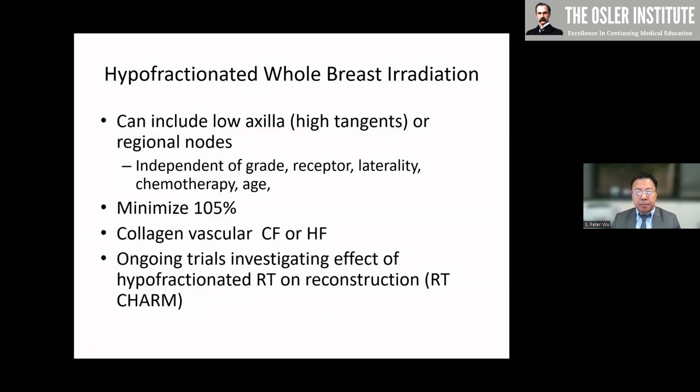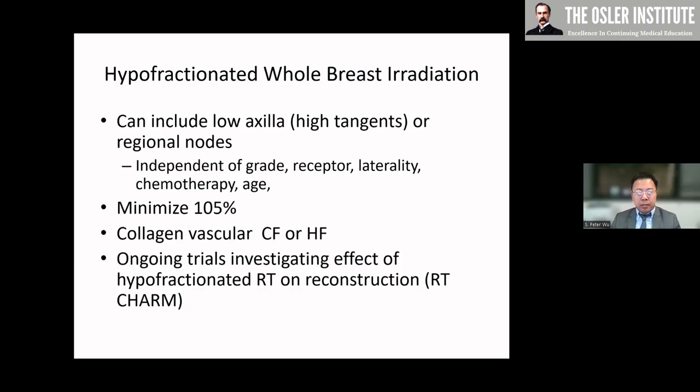There are different ways of delivering hypofractionated whole breast radiation. They can include low tangents, which means being within 2 centimeters or 1 centimeter of the inferior border of the humeral head. It depends on how you define it. Or covering the majority of level one and level two lymph nodes, not reaching into the majority of level three, and certainly not reaching the supraclav.